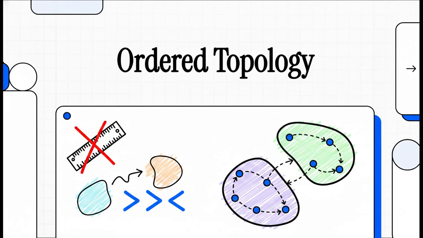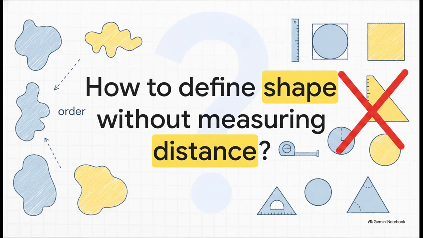What if we could define geometric spaces and their entire structure using just a simple set of rules, literally just knowing if one point is greater than or less than another? That absolutely mind-bending concept is called ordered topology, and today we're going to break it down step by step. So this brings us right to our core question. How on earth do you define the shape of a space without measuring distance?